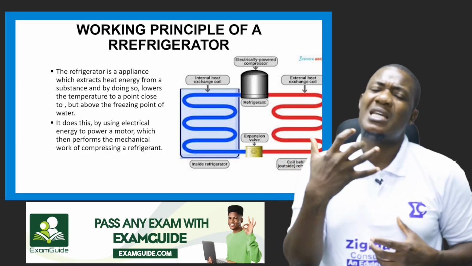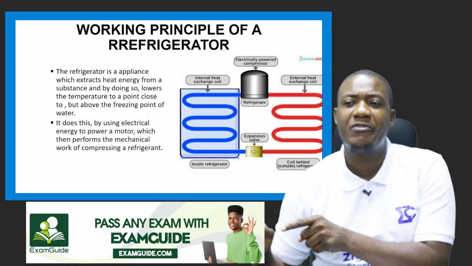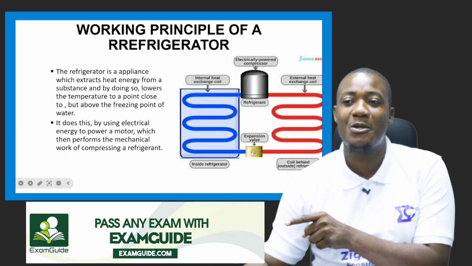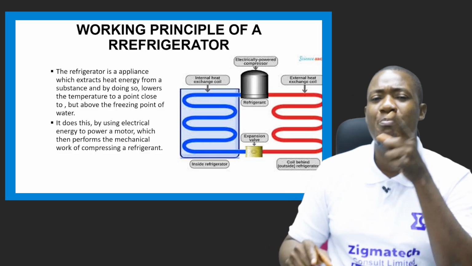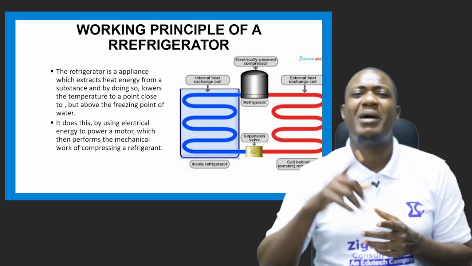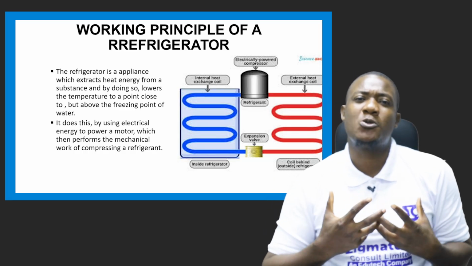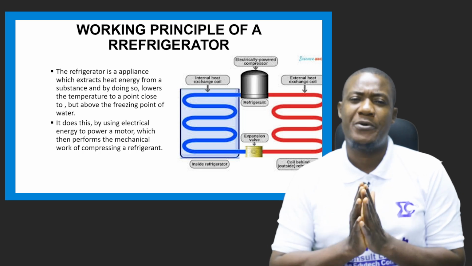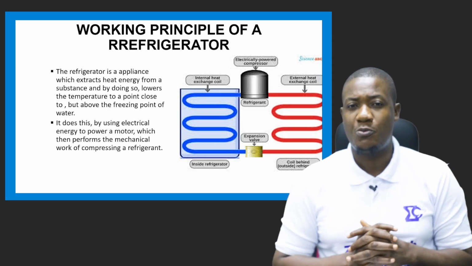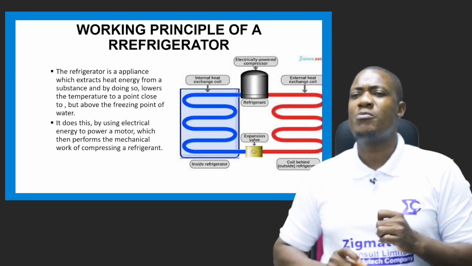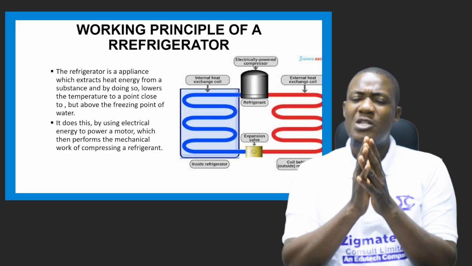In this tank is where we have the refrigerants. Now, these refrigerants are pumped to the expansion valve. See what I'm telling you? They are pumped to the expansion valve. And this pumping action is done by the compressor. So what the compressor does is pump it at a high pressure, right?